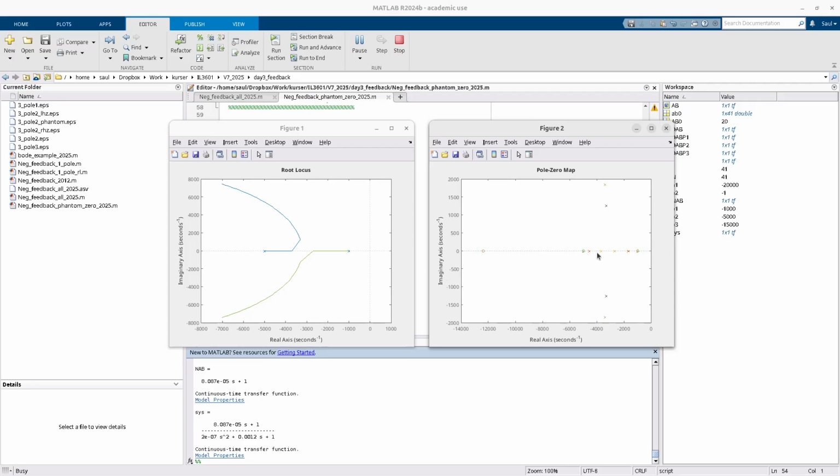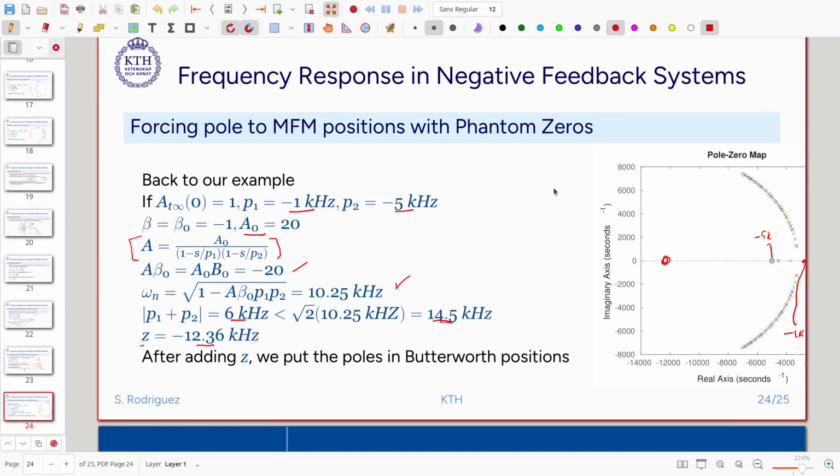We see at the beginning as we start increasing the loop gain, the poles start moving, they crash around 3 kilohertz, and then they start to become manipulated by the phantom zero, and then slowly they are starting to go to their final positions that are Butterworth positions. And then when we achieve this, our system behaves like a Butterworth filter with a maximally flat amplification in frequency. Okay, so now it is finished, and then we can see that we got our final positions at around 7 kilohertz.